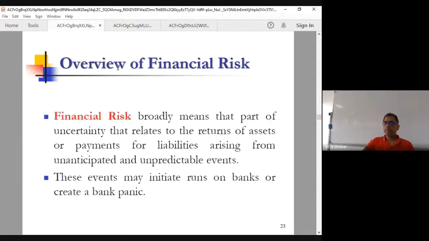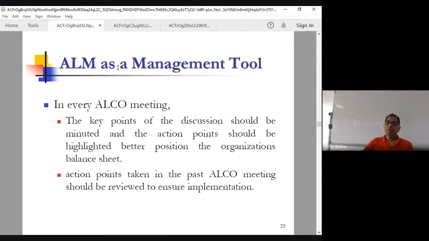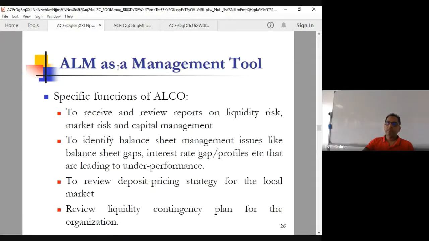So it was very much a basic understanding of where ALM sits and what ALM does, and the fact that it is not only for risk management but also for the purpose of ensuring the maximum return for the firm and for the shareholder, basically.